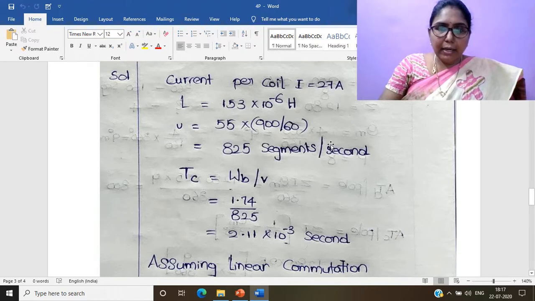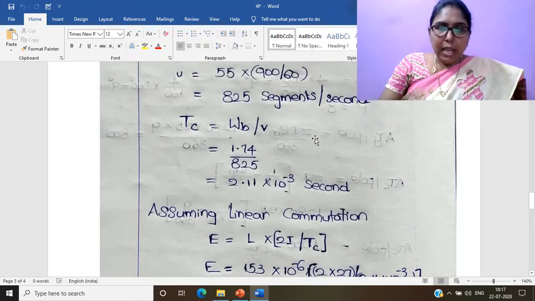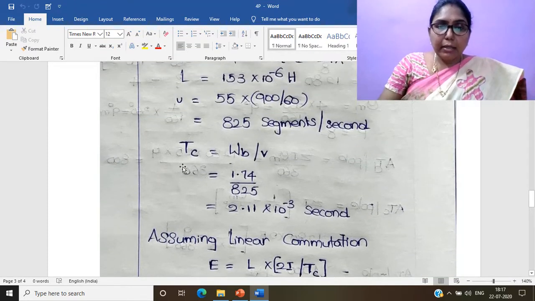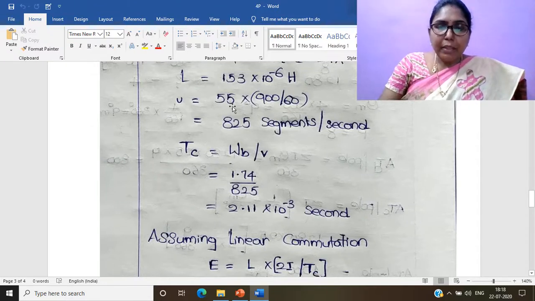Right. Till now we have calculated the parameters required to calculate our reactance voltage. One more thing we need to calculate is the commutation time, represented by TC. The formula for commutation time TC is WB minus WM by small v, the peripheral velocity. In this problem they didn't give the mica sheet width, so we consider it as 0, so WB minus WM is WB. The equation becomes TC equal to WB by V, where V is the peripheral velocity.